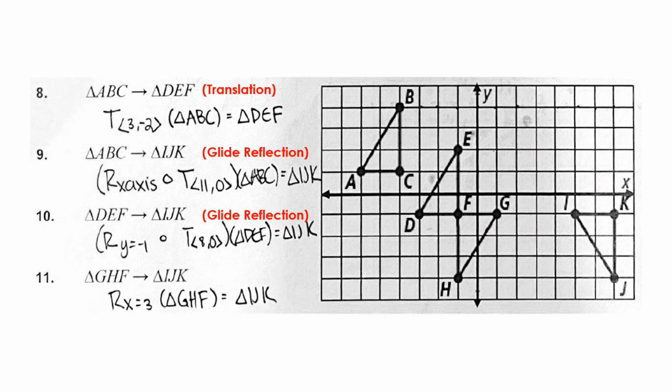Number 11, we're trying to take G, H, F and reflect it to I, J, K. And that's actually just a simple reflection. So if you reflect it over that line, x equals 3, kind of right through the middle there, that should end you up just right on top of triangle IJK.